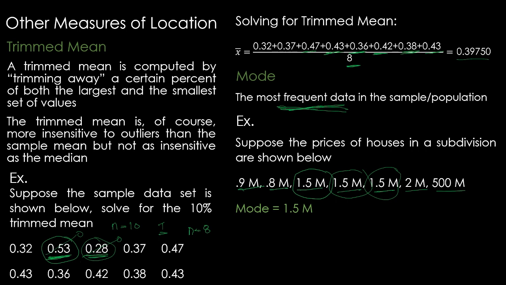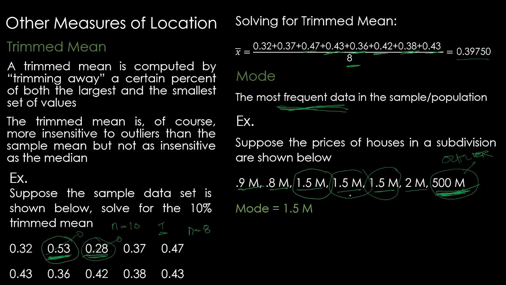Imagine these are the prices of houses in a certain subdivision, and then suddenly there is a 500 million. You try to eliminate the possibility that this can represent the whole of the data. It's the only one that is different. If you try to imagine it from a certain angle, only the 500 million is different. So, this one is called an outlier. Meaning, if you try to use the sample mean in measuring the central tendency, your mean will be off because you have 500 million right here. It will be off from 1.5 million.